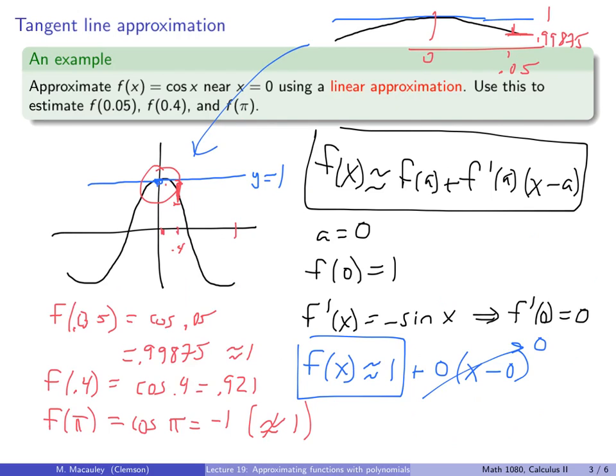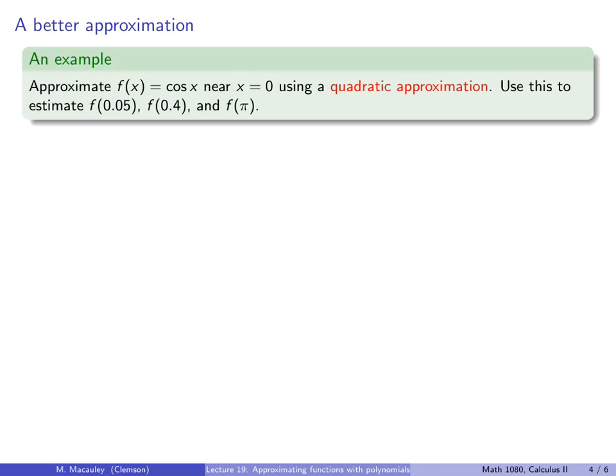Here's pi out here. We shouldn't expect that our linear approximation is going to work outside of a small neighborhood of 0. It might, we might get lucky, but we can't expect that. Okay. So what's better than a linear approximation? Well, linear is just a degree 1 polynomial. How about a quadratic approximation?